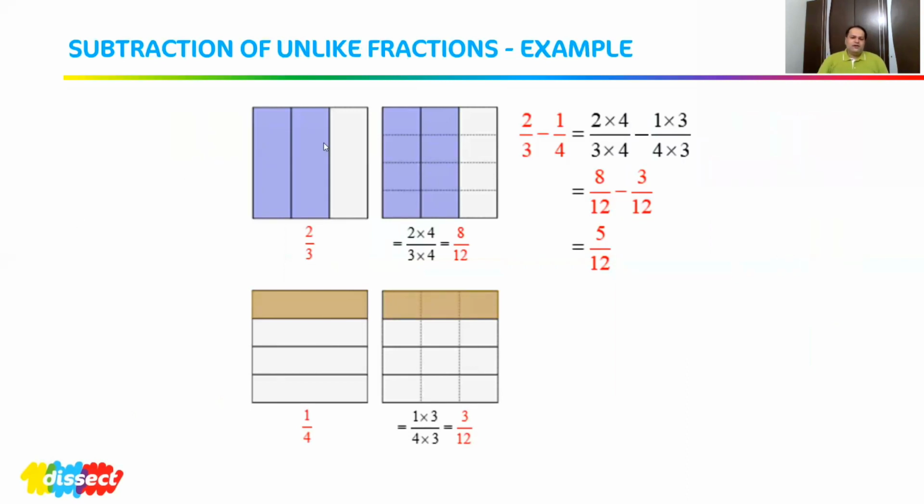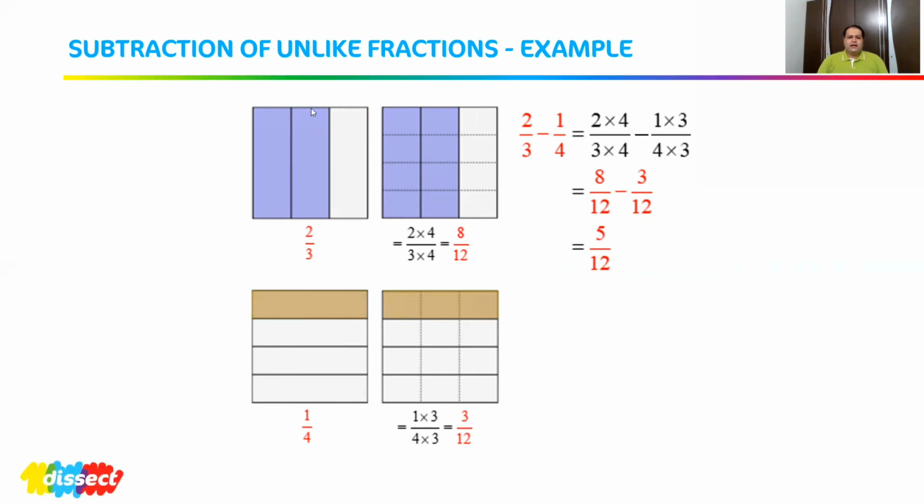So imagine you have a fraction 2 by 3, and you want to remove 1 by 4 out of 2 by 3. So your question is 2 by 3 minus 1 by 4. Here I have a whole which I have cut into 3 parts, and I have selected 2 out of those. In the same way, I have a same-size whole that I have cut into 4 parts, and I have selected 1 part out of it.